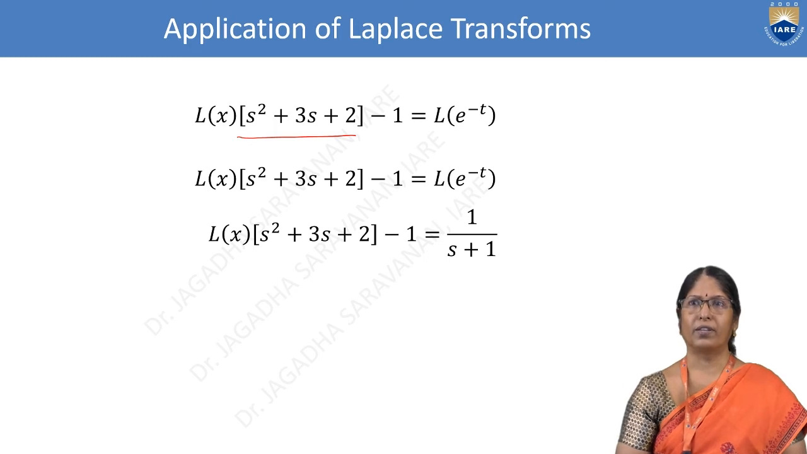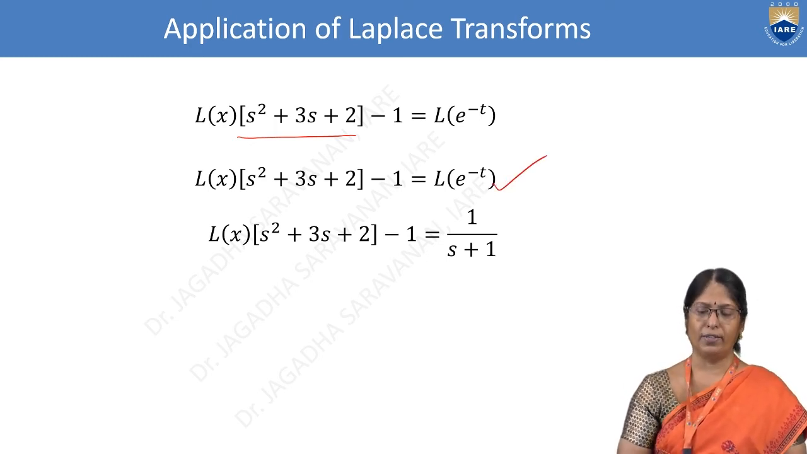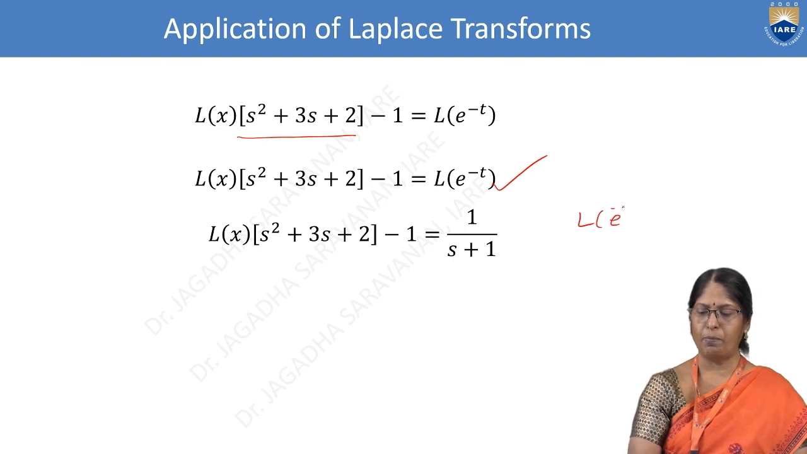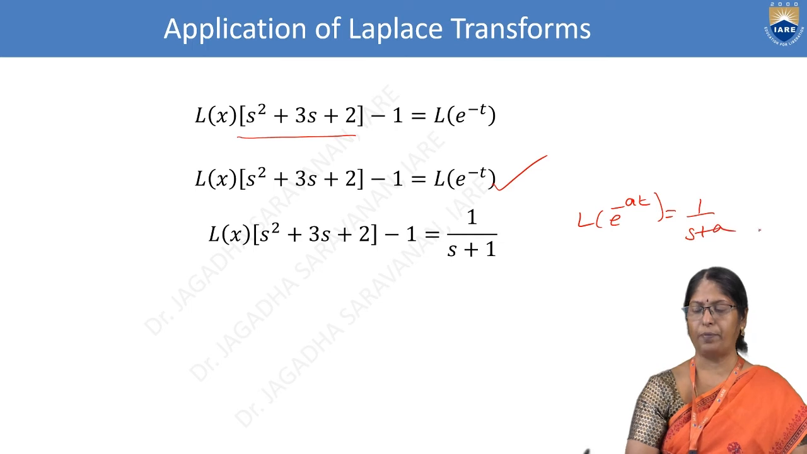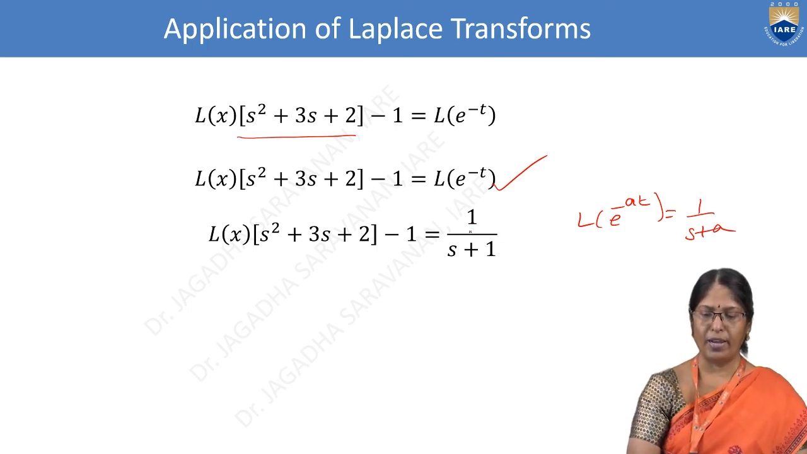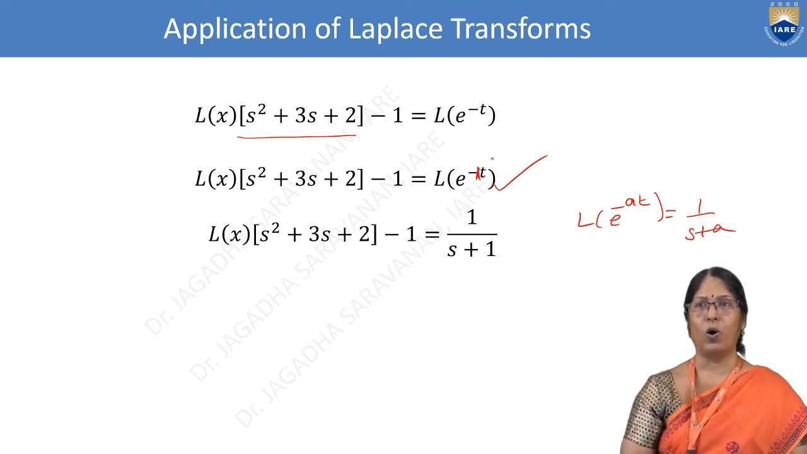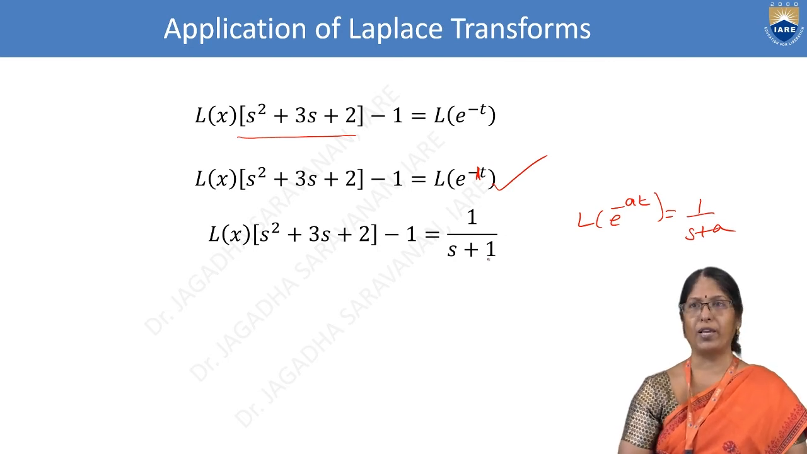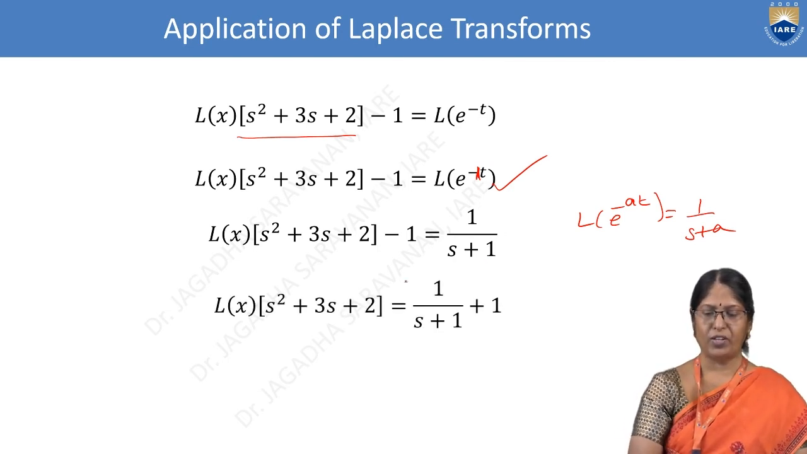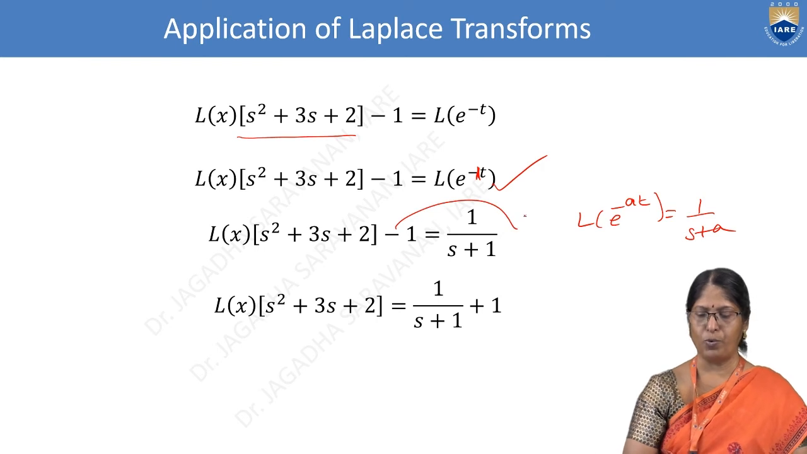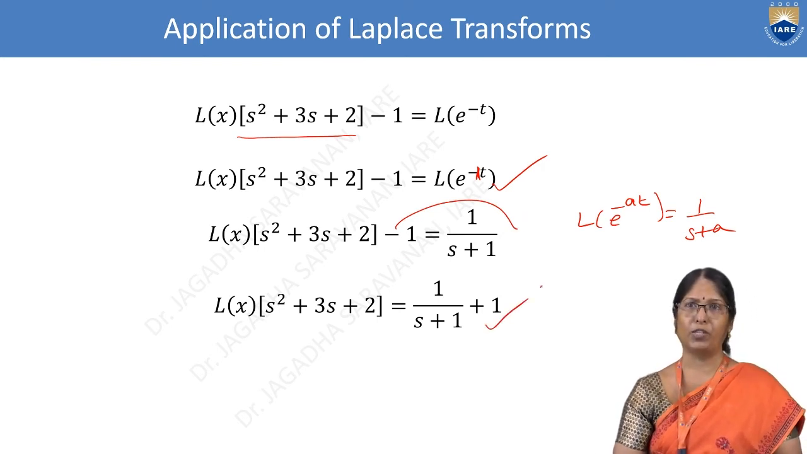So we can see it here, this L of e power minus t. The formula is L of e power minus at equal to 1 by s plus a. Fine. So here our a is 1, so 1 by s plus 1. The next one is the minus 1, which we brought here. It has become plus 1.